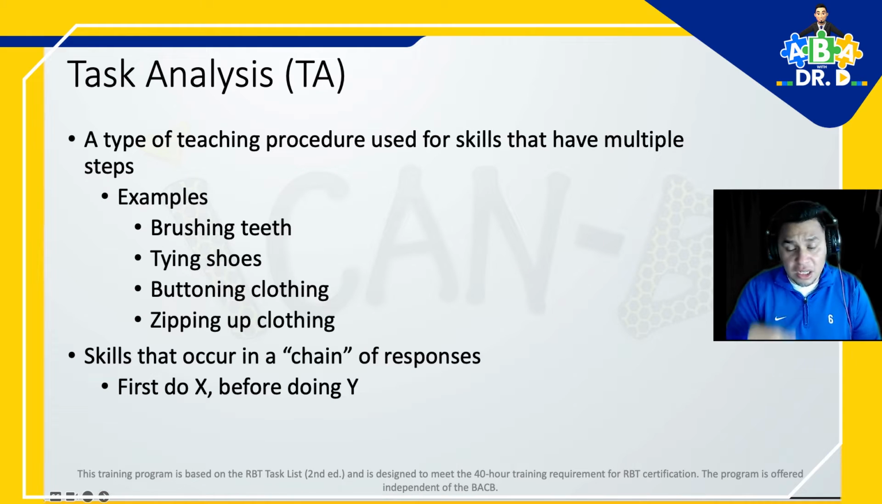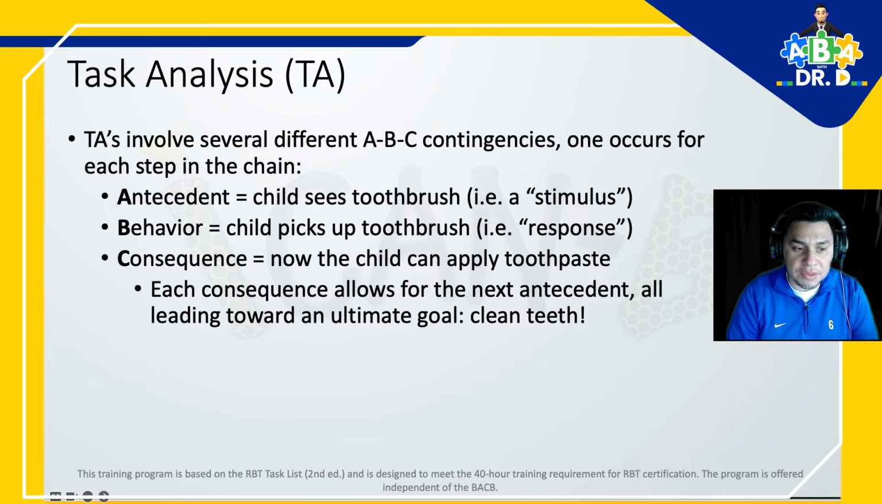Now all of this comes together when we take a look at task analysis, right? So task analysis is a teaching procedure used for skills that have multiple steps. So I said, for example, brushing teeth, tying shoes, buttoning clothing, zipping up clothing, skills that occur in a chain of responses. So first do X before doing Y. So this is a very specific sequence that we need to follow to accomplish the overall objective of getting these particular behaviors. Okay.